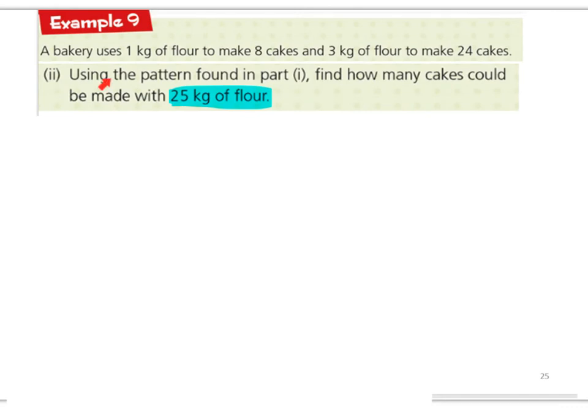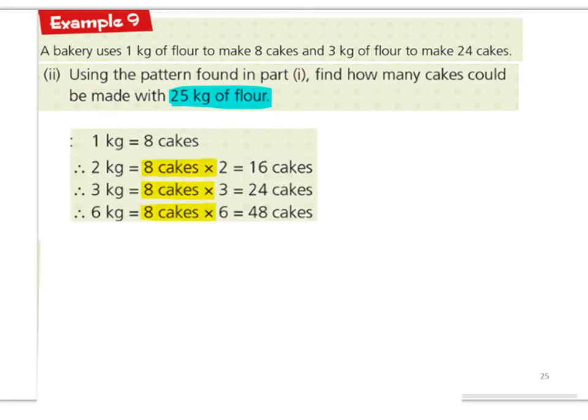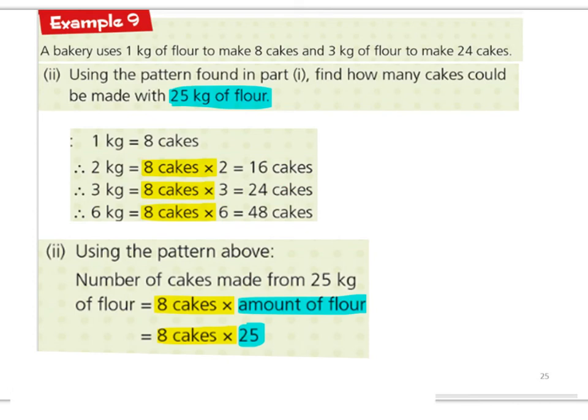Part 2. Using the pattern found in part 1, find how many cakes could be made with 25 kilograms of flour. So this was the pattern again. So 1 kilogram gives us 8 cakes, 2 kilograms is 8 cakes times 2 is 16 cakes, 3 kilograms is 8 cakes times 3, which is 24 cakes, 6 kilograms is 8 cakes times 6, which is 48 cakes, and so on. So hopefully you notice that multiplying by 8 is the pattern.